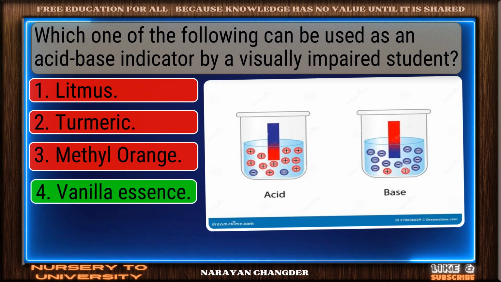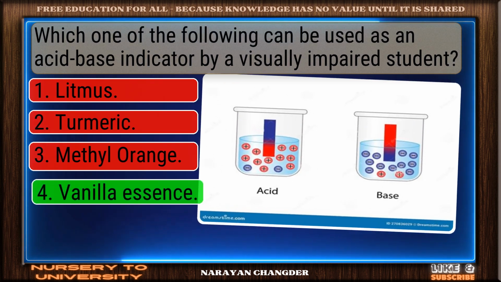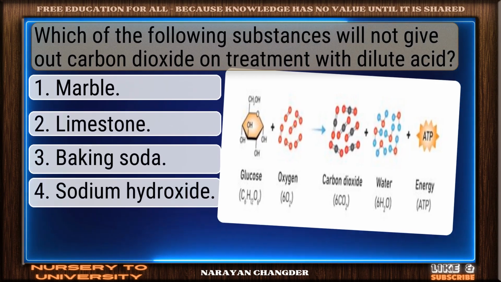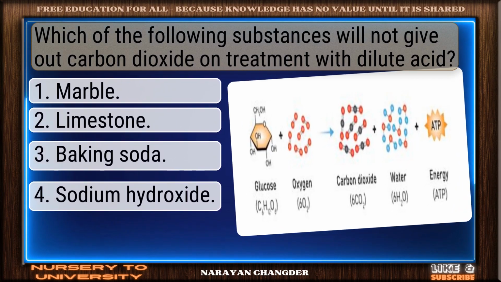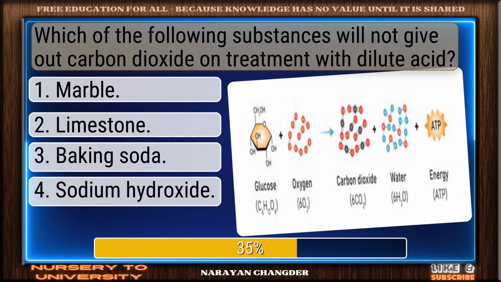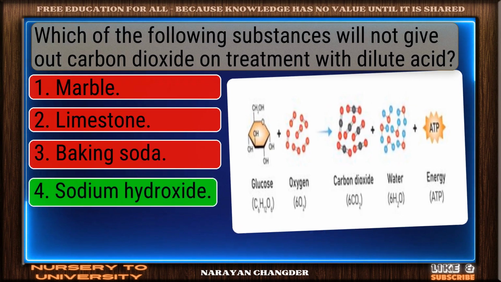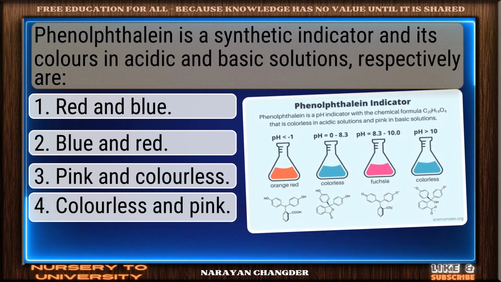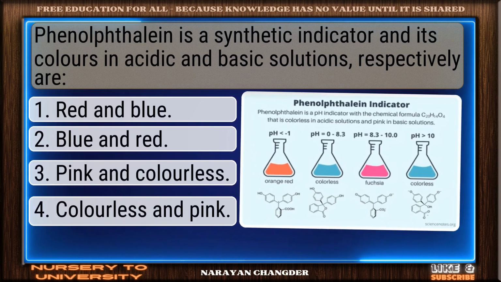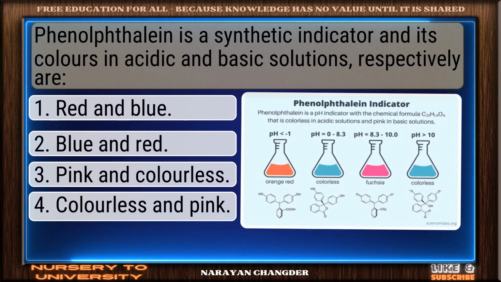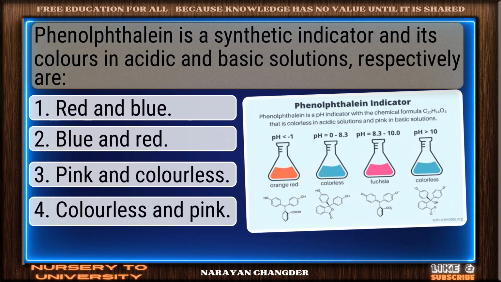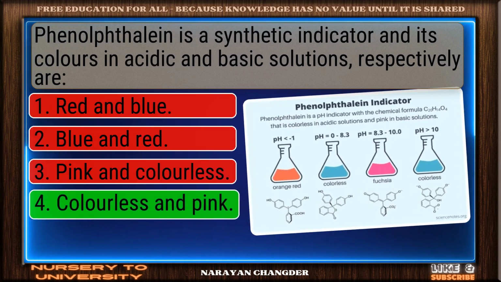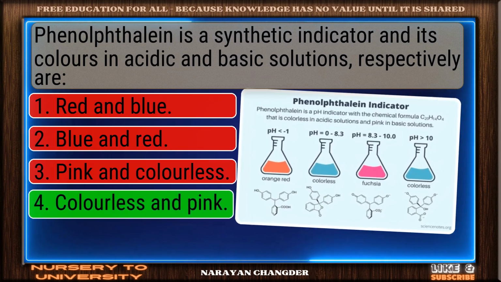Perfect. Vanilla essence is the one. Which of the following substances will not give out carbon dioxide on treatment with dilute acid? Good thinking. Sodium hydroxide is right. Phenolphthalein is a synthetic indicator and its colors in acidic and basic solutions, respectively, are... Bravo, colorless and pink is the answer.